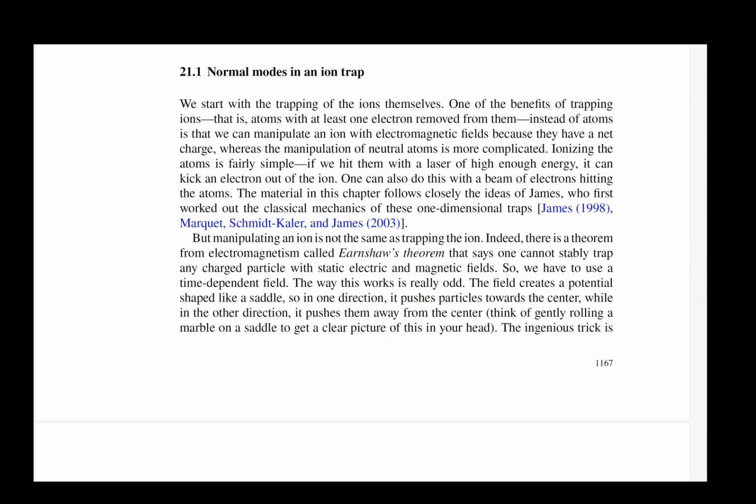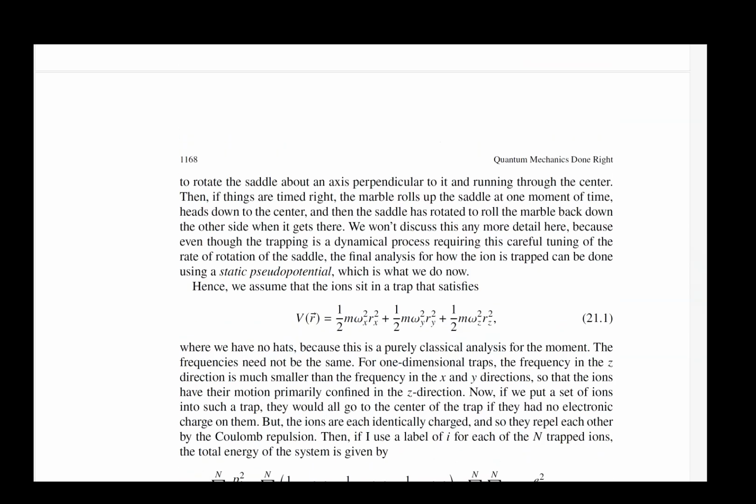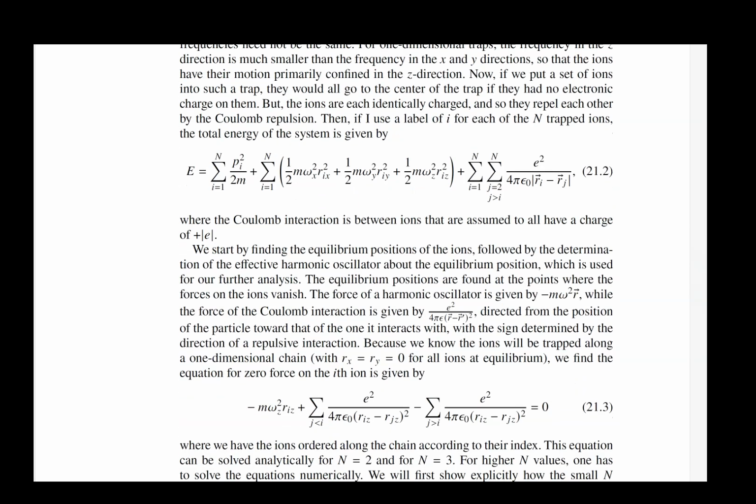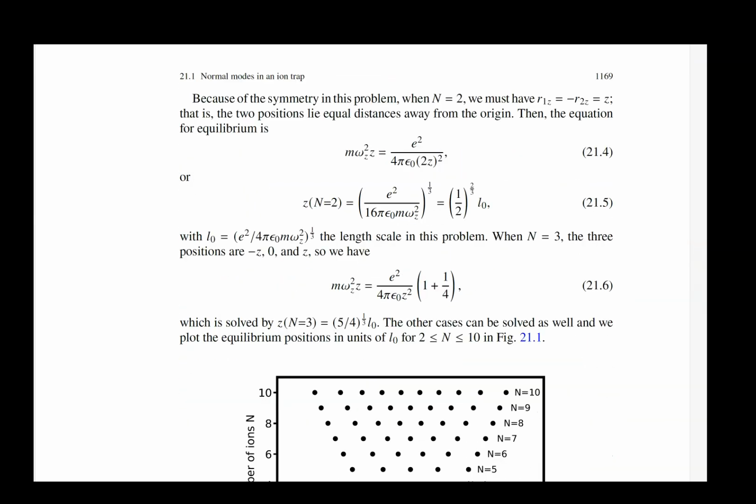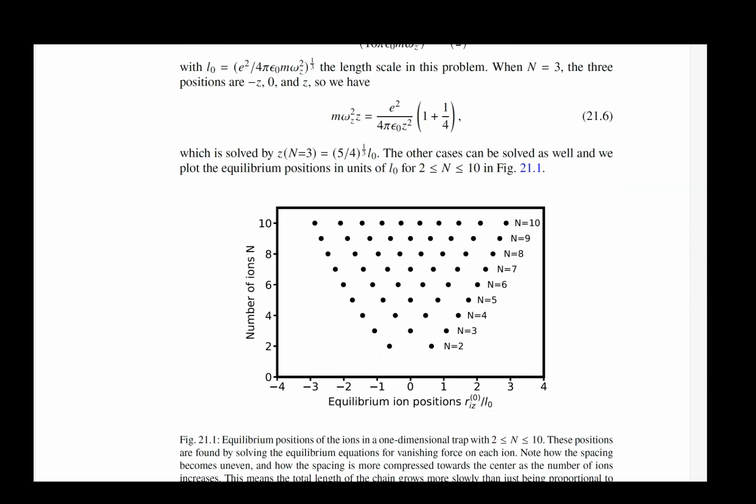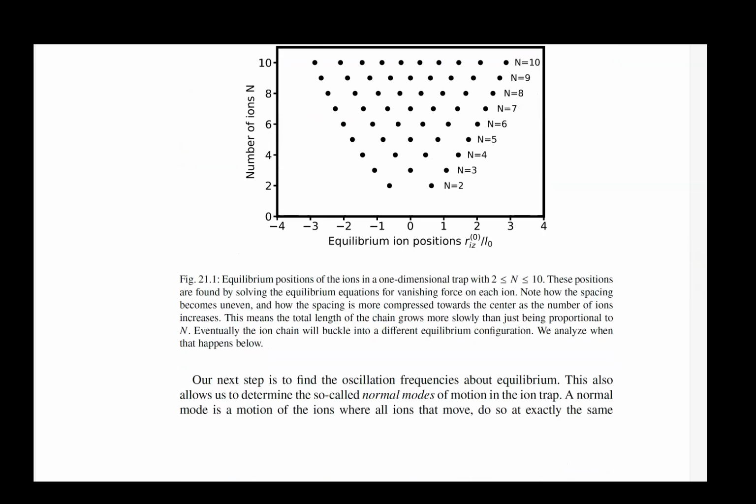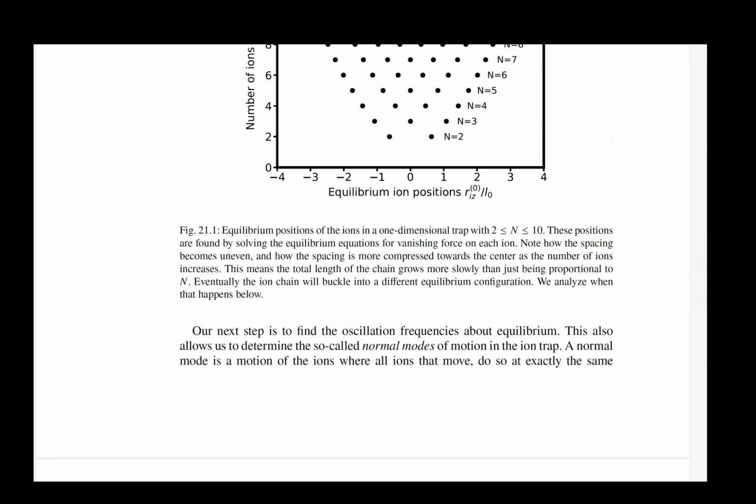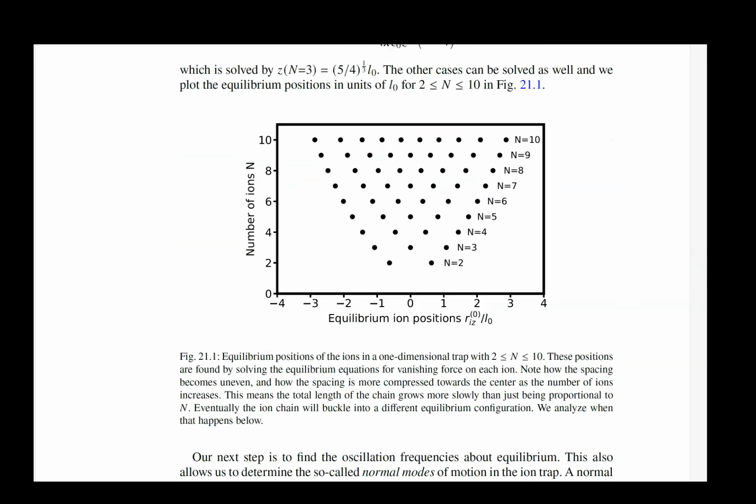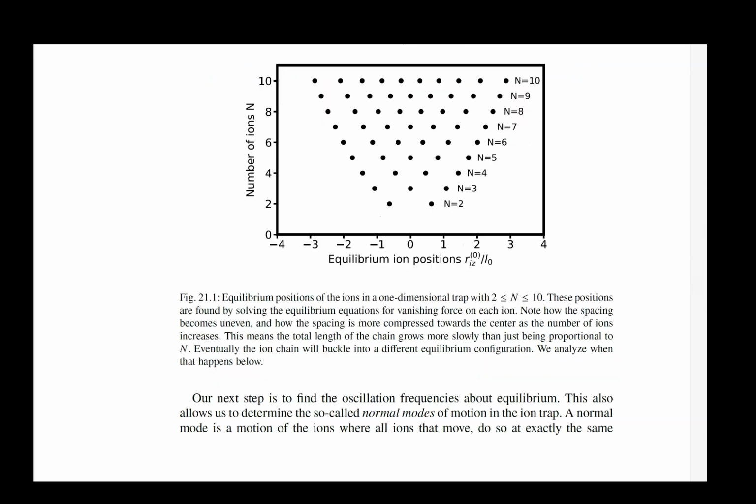So our first section is about normal modes in an ion trap. This is really a classical mechanics calculation. We have to do an expansion of the Coulomb repulsion through quadratic order, but that can be done by essentially looking at our geometric series. And from that, we first have to figure out what the equilibrium positions of the ions are. And here I'm showing you what they are for ion traps with 2 to 10 ions.